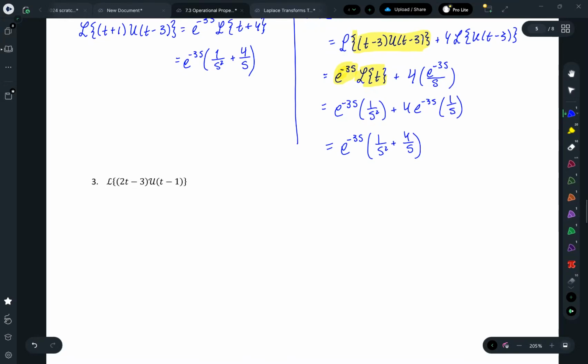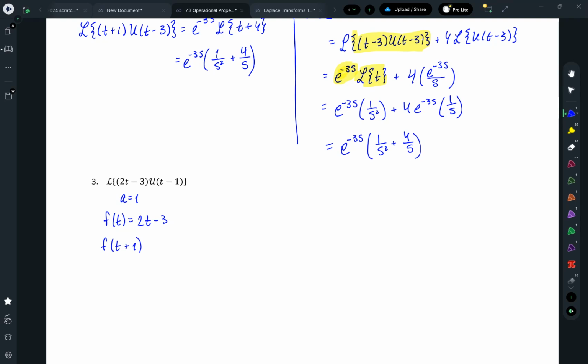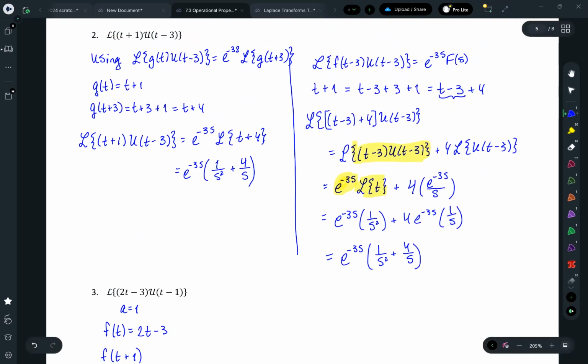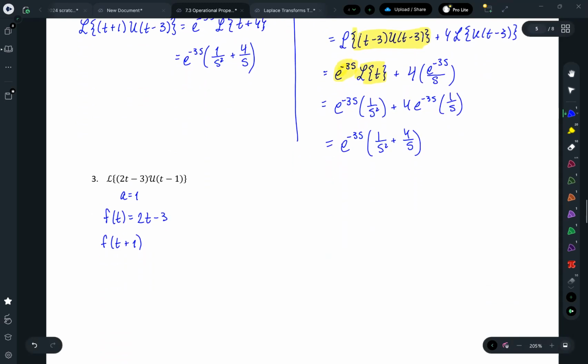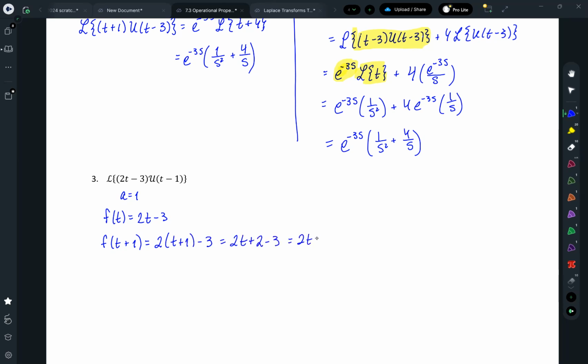So in the next problem, we're looking at the Laplace of the quantity of 2t minus 3 times u of t minus 1. So here a is equal to 1, f of t is equal to 2t minus 3. So I want f of t plus 1 because I'm using my second form, so I need my f of t plus a. So everywhere there's a t, I put in a t plus 1. So I have 2 times t plus 1 minus 3, which is 2t plus 2 minus 3, or 2t minus 1.